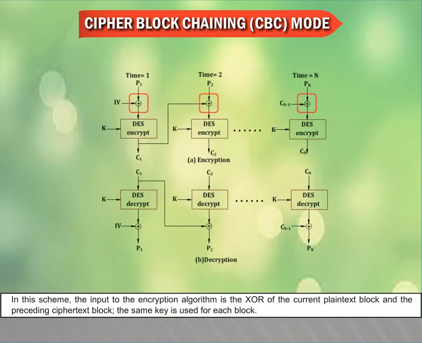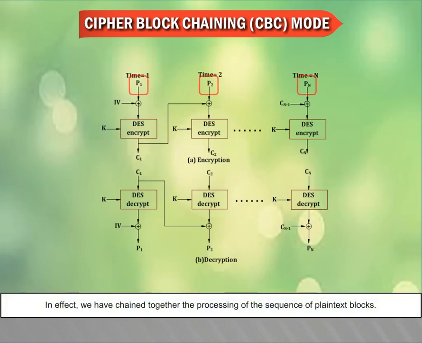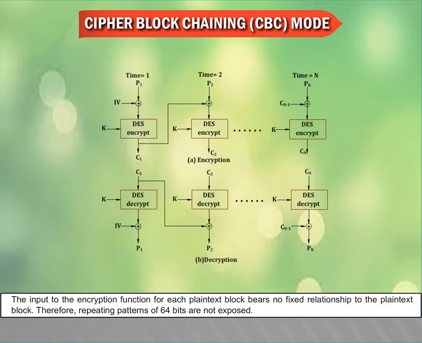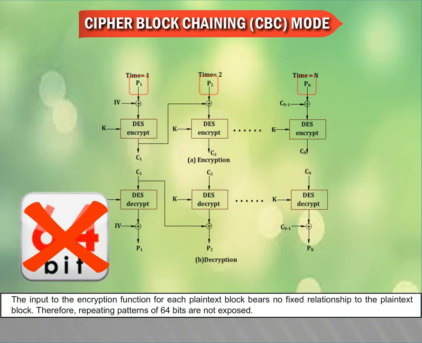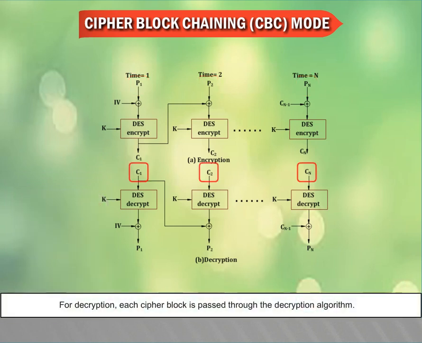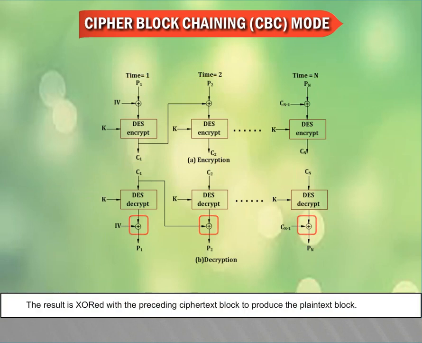In this scheme, the input to the encryption algorithm is the XOR of the current plaintext block and the preceding ciphertext block. The same key is used for each block. In effect, we have chained together the processing of the sequence of plaintext blocks. The input to the encryption function for each plaintext block bears no fixed relationship to the plaintext block. Therefore, repeating patterns of 64 bits are not exposed. For decryption, each cipher block is passed through the decryption algorithm. The result is XORed with the preceding ciphertext block to produce the plaintext block.